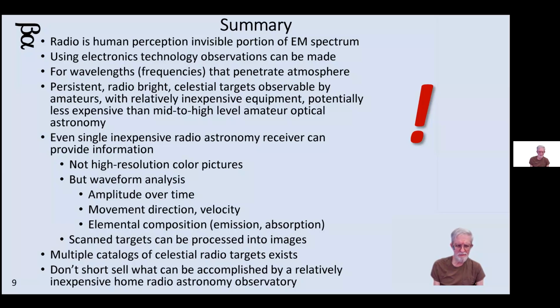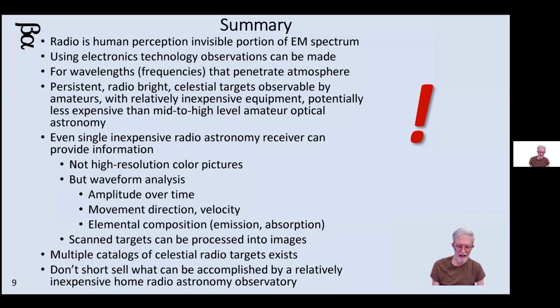Even a single inexpensive radio receiver can pick up stuff, but you're not going to get high resolution color pictures out of it. You're going to get waveforms. You're going to get signals. You can tell the power, the amplitude. By frequency, you can tell something is moving and how fast it's moving towards or away from us. By seeing the signal spectrum, you can tell either what's causing the radio signal or what is being absorbed out of the radio signal.